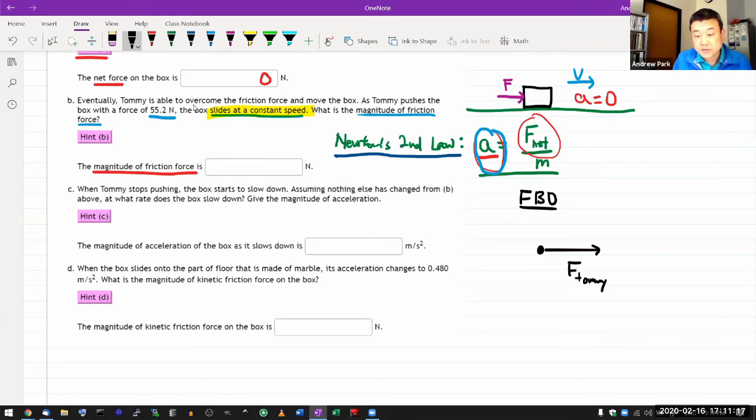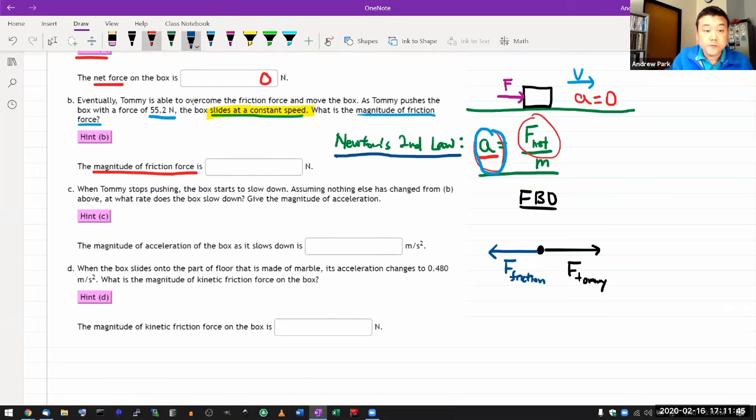Now, if I just end here, I have a little bit of a problem because it seems as though there should be acceleration that way. But I know from the reasoning I just went through that acceleration is zero, which means the net force should be zero. So there should be another force opposing the force that Tommy is applying, and that's the friction force.